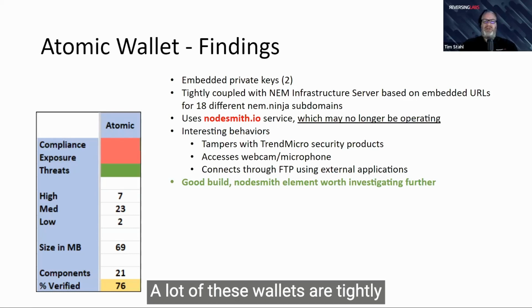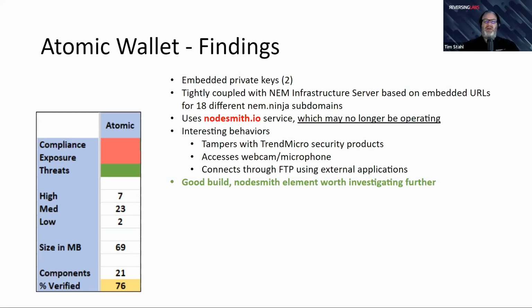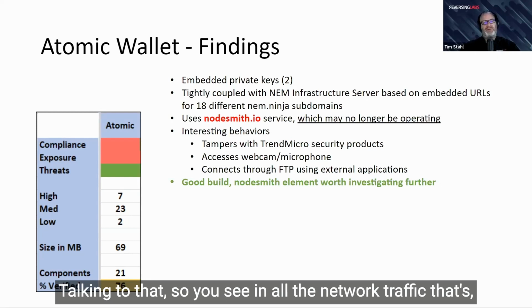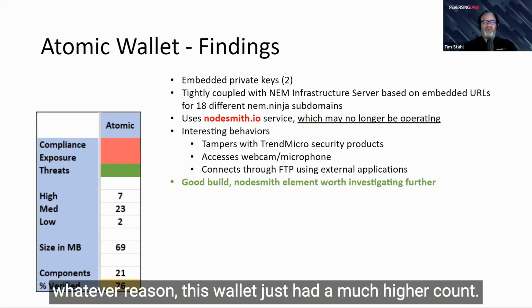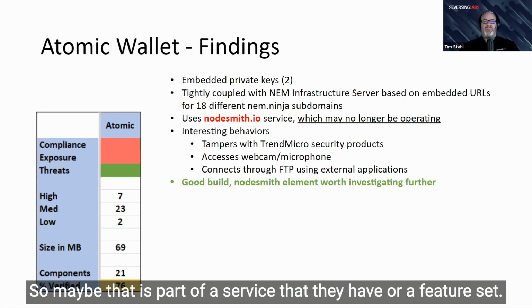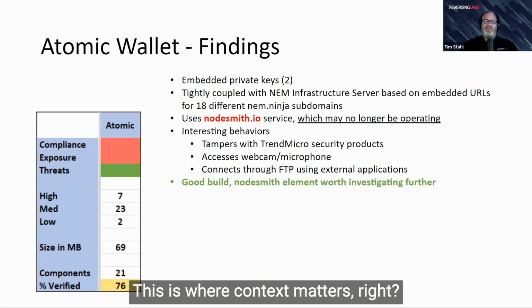A lot of these wallets are tightly coupled with NEM, which is interesting. This had by far the most subdomains talking to that. So you see in all the network traffic that this package is capable of a lot of those connections. And for whatever reason, this wallet just had a much higher count. So maybe that is part of a service that they have or a feature set. This is where context matters, right?